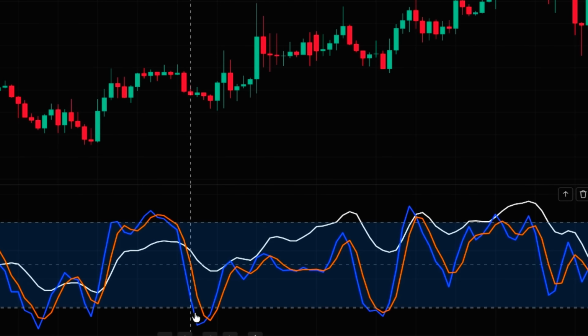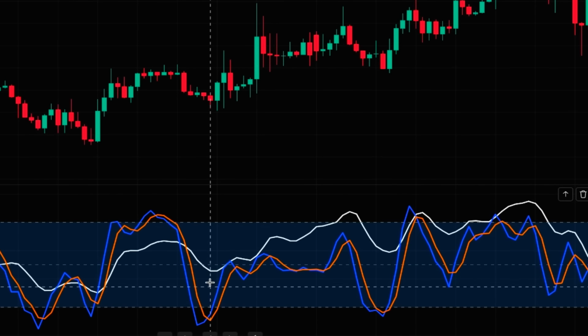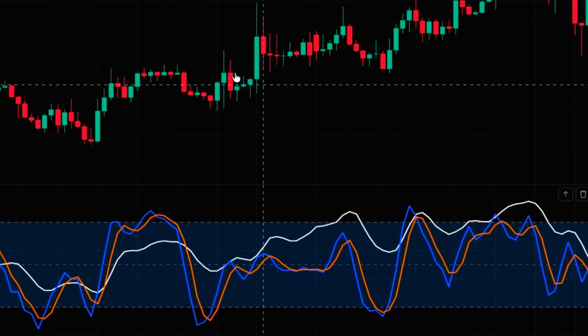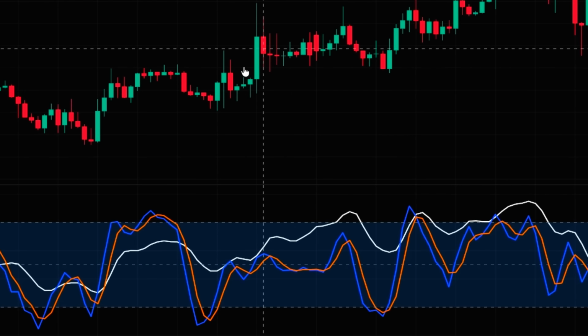You can see that it happened here and it is closed above the orange line at this point. But when we check the white line, we can see that the white line is below the center line. So here, the buy signal is rejected, although it was a good signal and the price advanced after that, but we follow the rules of this trading strategy, so we can decrease the amount of false signals as much as possible.